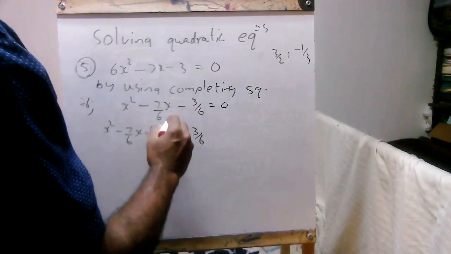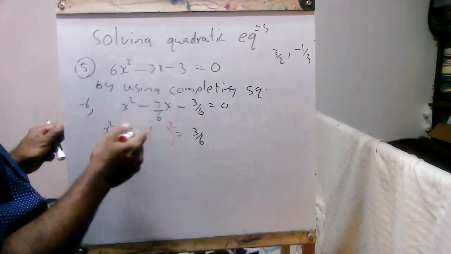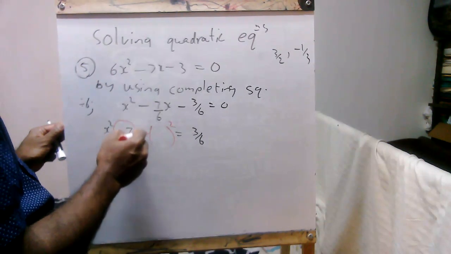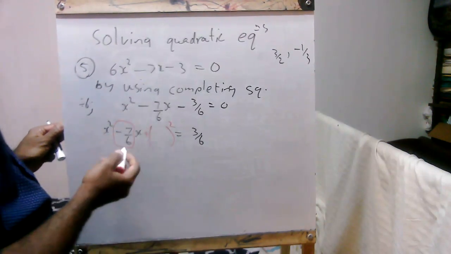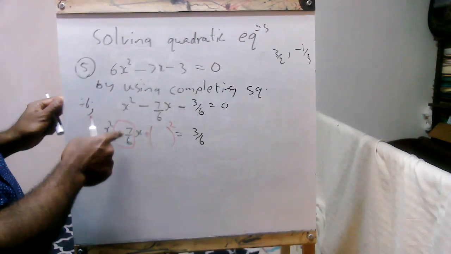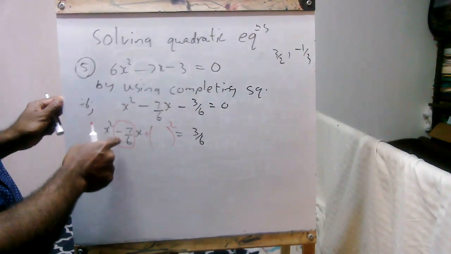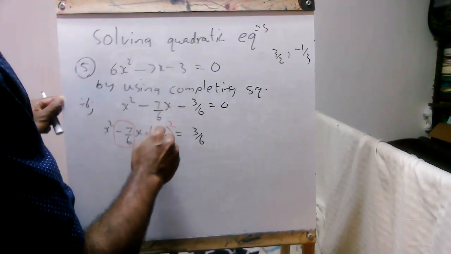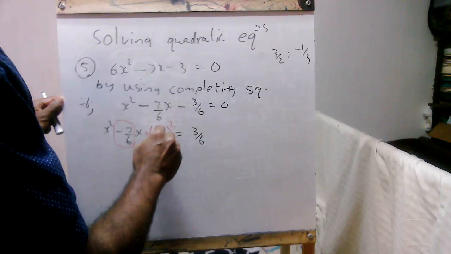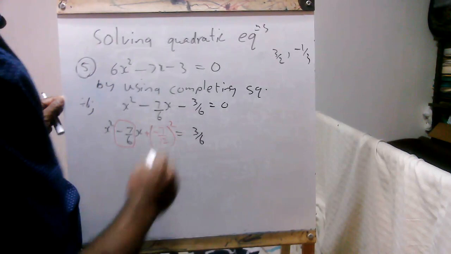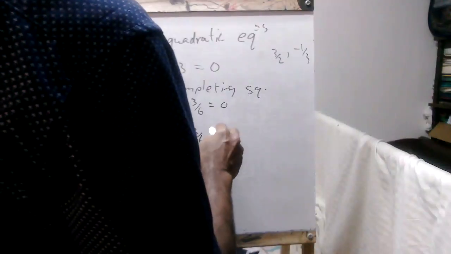What I'm going to add is the square of half the coefficient of x. The coefficient of x is this, half of this is... how do we get half? Half of a fraction, multiply the denominator by 2. That's how we get half of a fraction. Negative 7 over 12. We add that square to both sides.